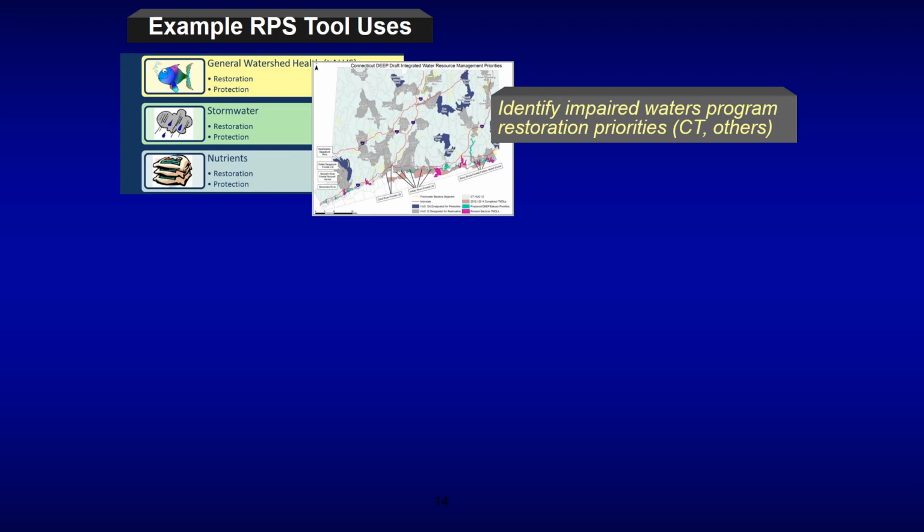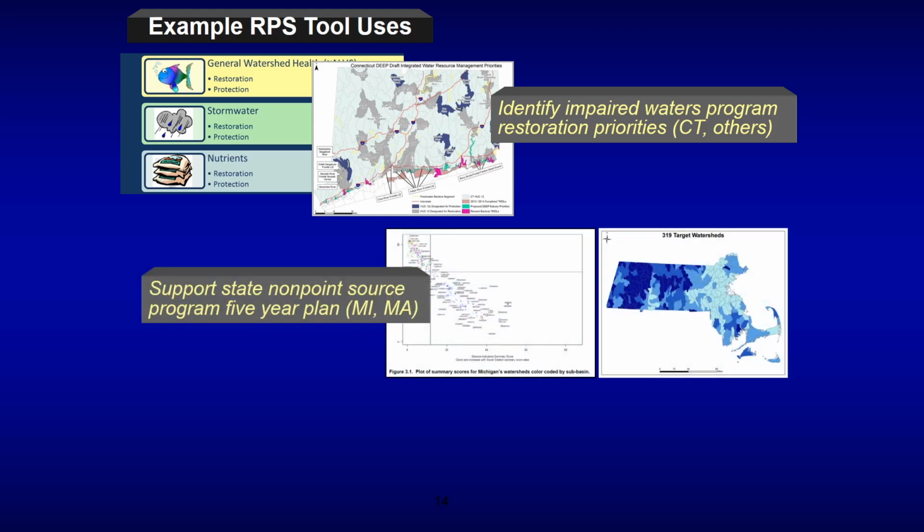How is the tool being used? The RPS tool's usage has expanded far beyond its origins in impaired waters priority setting. Nevertheless, many states recently used the tool to help decide which waters to prioritize for restoration and protection over a 10-year time frame. Several state non-point source management programs also have used the tool to consider strategies and priorities in their periodically revised 5-year program plans.